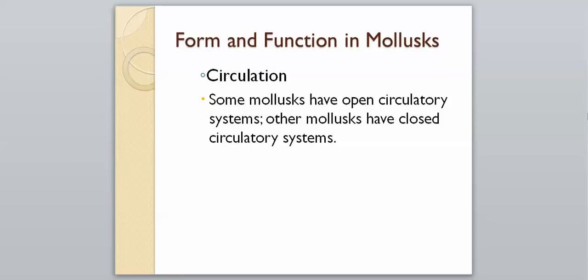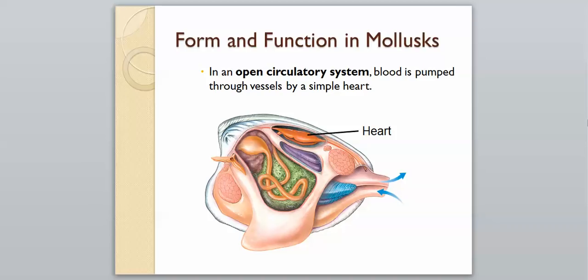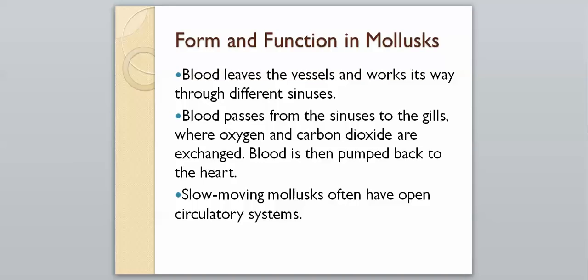And for circulation, some mollusks have open circulatory systems and other mollusks have closed circulatory systems. In an open circulatory system, blood is pumped through vessels by a simple heart, and it's also a lot closer to the environment. There are not as many veins or anything housing the blood as you would see in the opposite, the closed circulatory system. Blood leaves the vessels and works its way through different passages called sinuses. Sinus is just a fancy way to say passage. Then blood passes from the sinuses to the gills where oxygen and CO2 are exchanged. Then blood is pumped back to the heart.